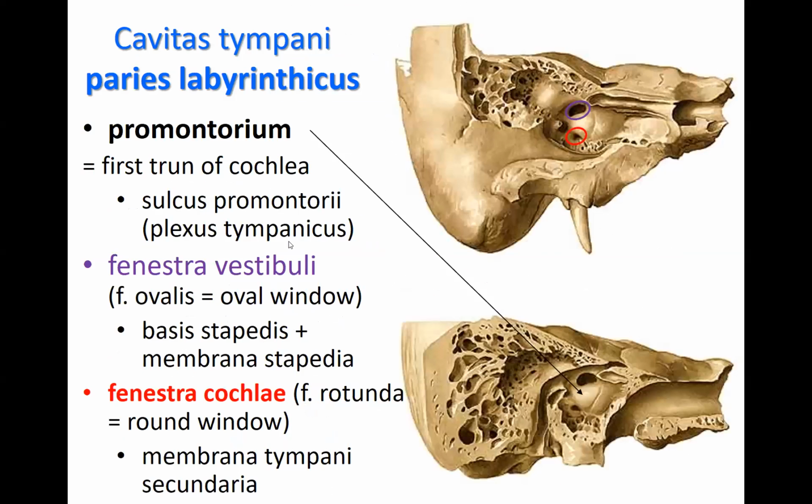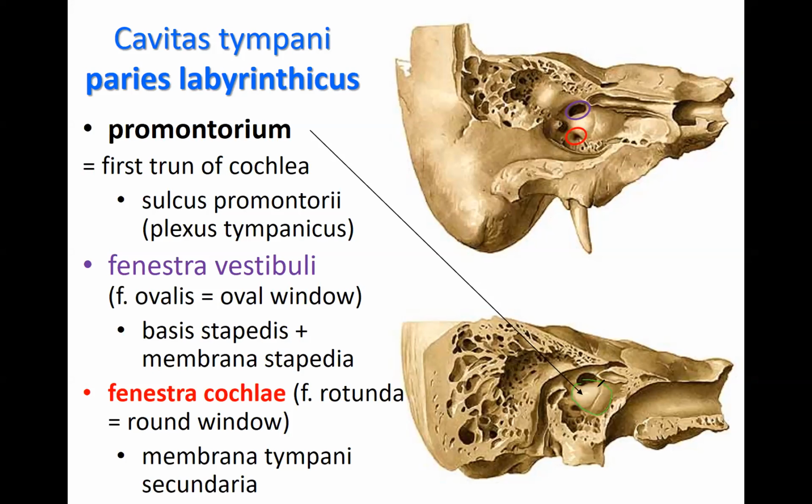So let's start with the labyrinthine, the medial wall. What you can see here is a view from lateral to medial. These sections are in a sagittal plane, and these sections are a bit moved relative to each other. The upper section is more lateral, the section below is more medial. So what can we see? You can see this big bulging. This big bulging is made by the first turn of the cochlea.